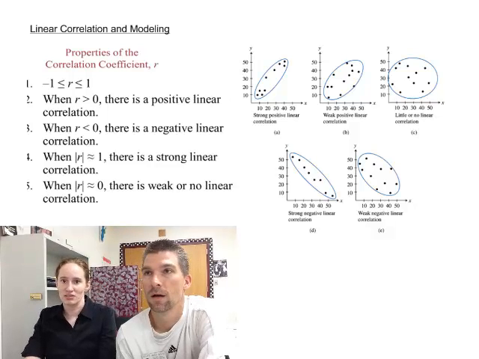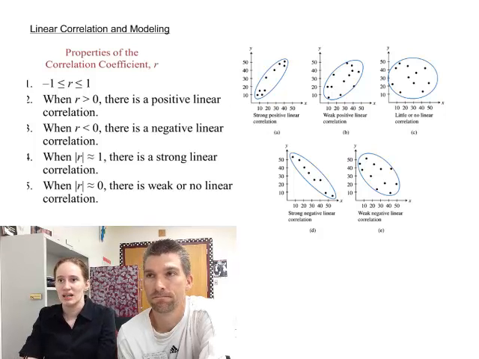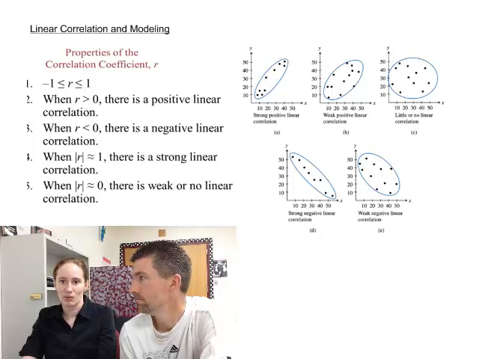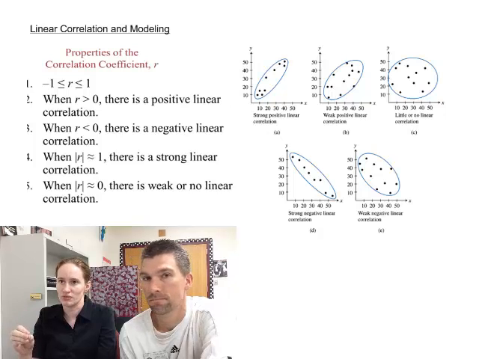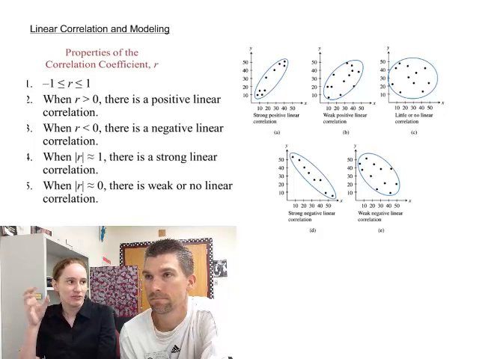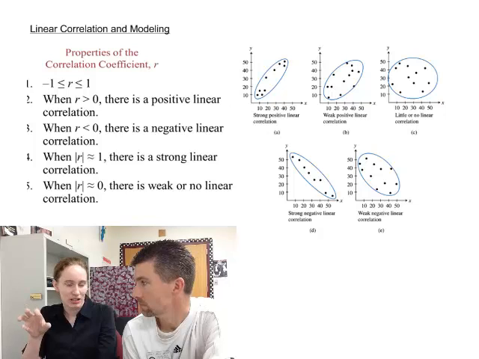Linear correlation and modeling. Whenever we have real life data, we a lot of times try to approximate some kind of linear model that goes with it. And one of the things we have when we come up with a linear equation is this correlation coefficient r. Whenever we find a line of best fit on our calculator, it gives us an r, which tells us how good of a correlation it is.